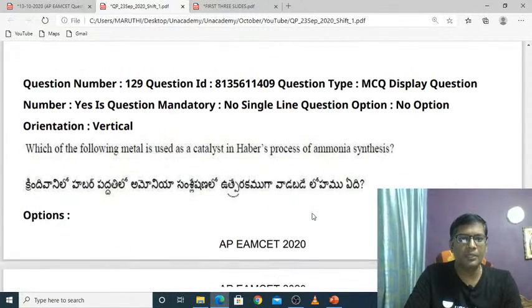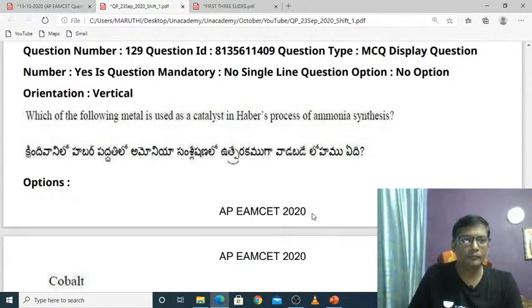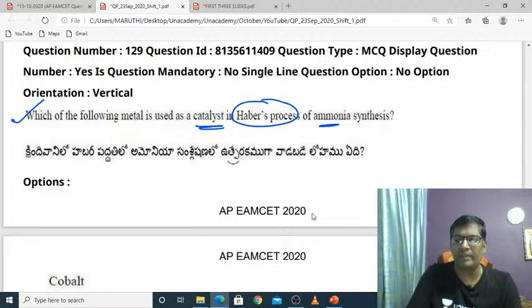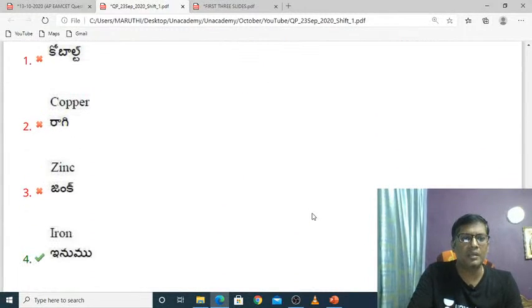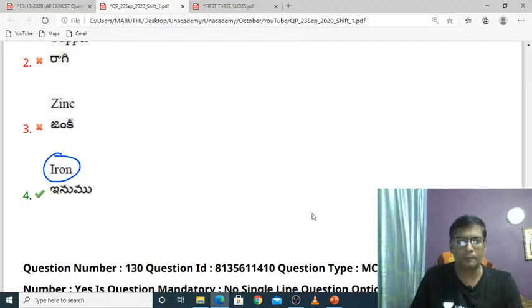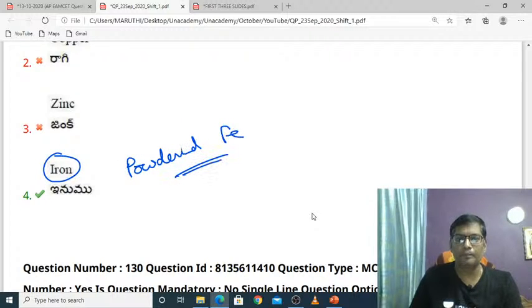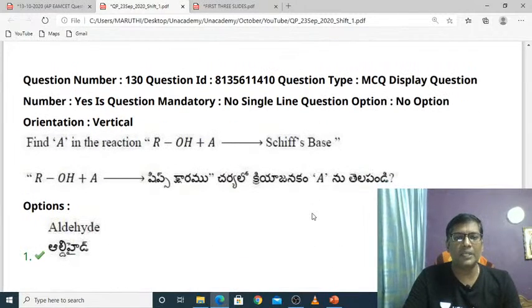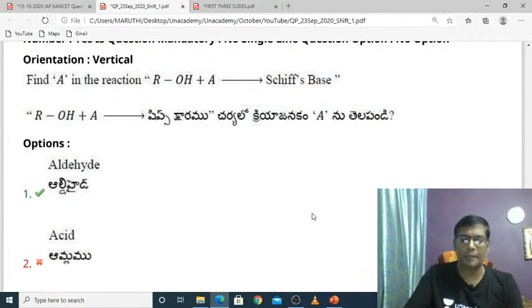Yes. Coming to the next one, 129. Which of the following metals is used as a catalyst in Haber's process of ammonia? Very simple it is. It's powdered iron. Powdered iron is the catalyst which is used in the preparation of ammonia in Haber's process.